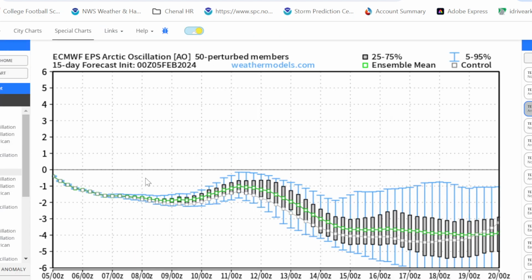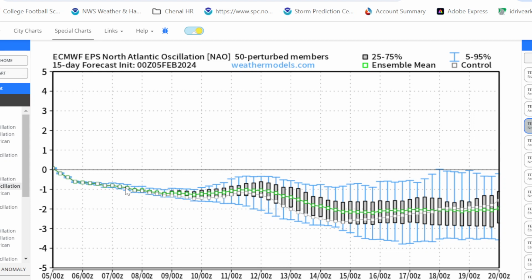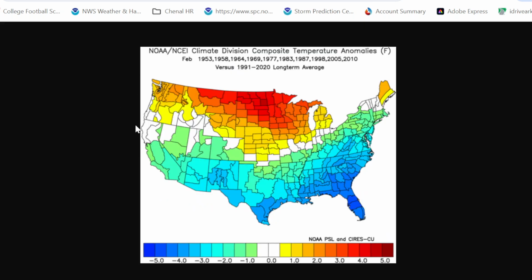And as you look at the forecasts for both of these indexes, the AO and the NAO, they are both going negative into the middle and end of February. You may also know we're in an El Nino pattern, and this is the temperature anomaly graph that you get when you're in an El Nino and you have a negative AO and a negative NAO.